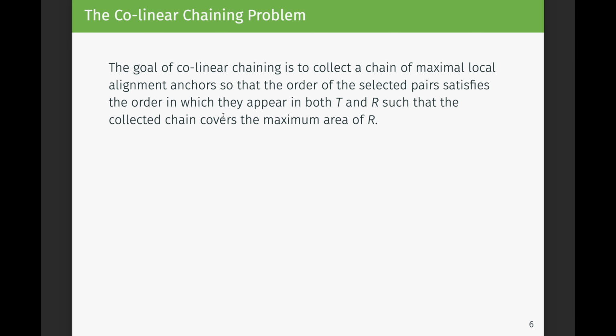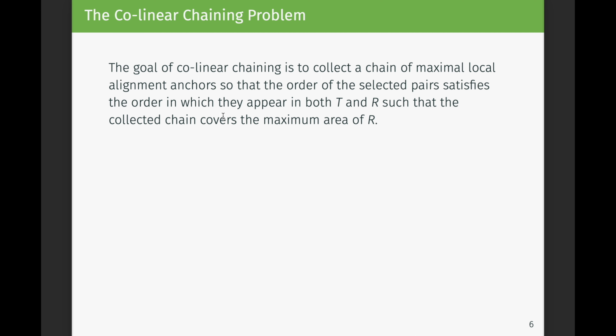The main algorithm underlying the entire ChromMiniGraph software is the colinear chaining algorithm. The goal of colinear chaining is to collect a chain of maximal local alignment anchors so that the order of selected pairs satisfies the order in which they appear in both the reference and the read, such that the collected chain covers the maximum area of the reference. In this case, T is our reference and R would be our read.